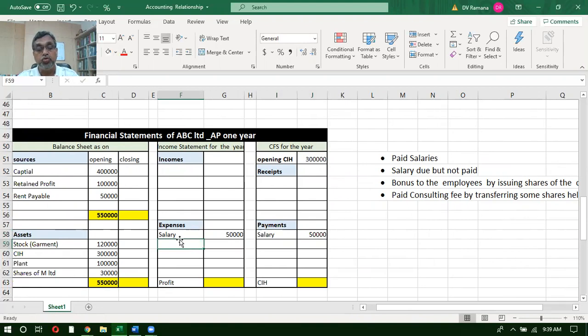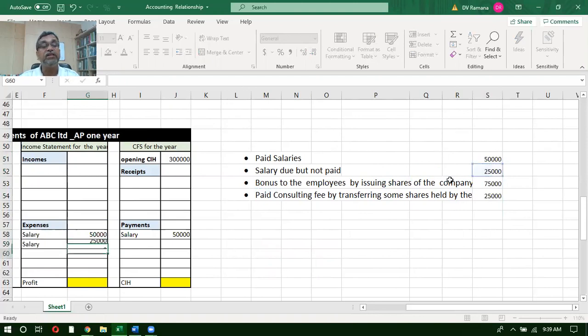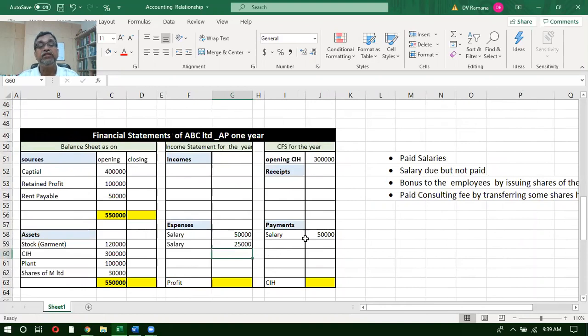Salary due but not paid 25,000. In this case, we are not making any payment, but creating a liability called salary payable. Salary payable will appear on the balance sheet. You see this? So this is an expense where there is no payment, but a liability has been created.